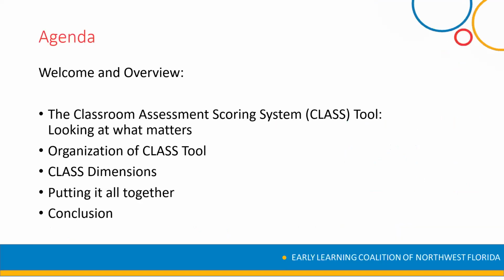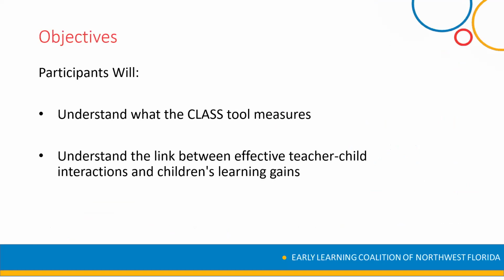So we're going to talk about the Classroom Assessment Scoring System, and I'll refer to it as the CLASS tool. We're going to look at what matters, how the tool is organized, break it down by the dimensions for each tool, and then put it all together. And at the end, I will let you know how the observation process goes, so you'll know how long the observer will be with you and everything that will take place.